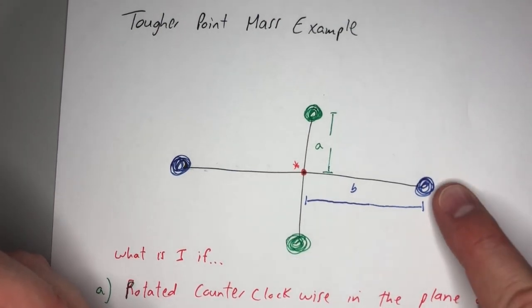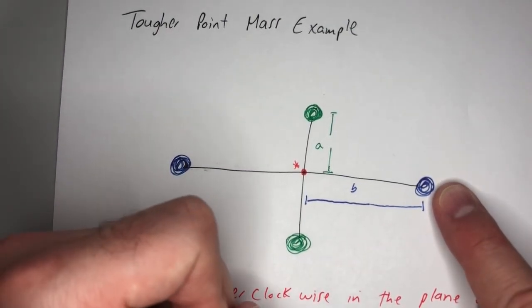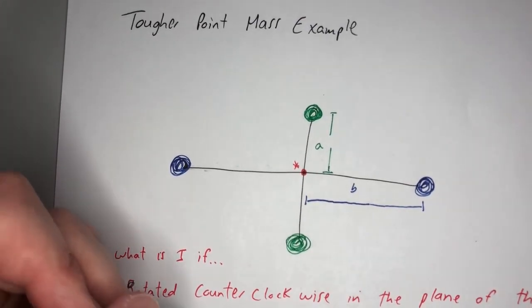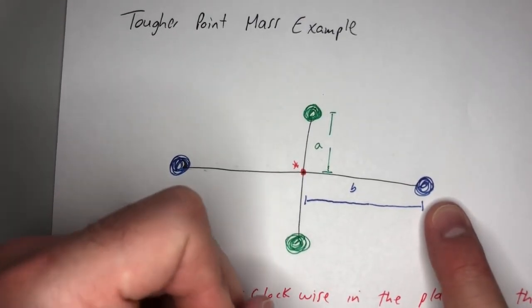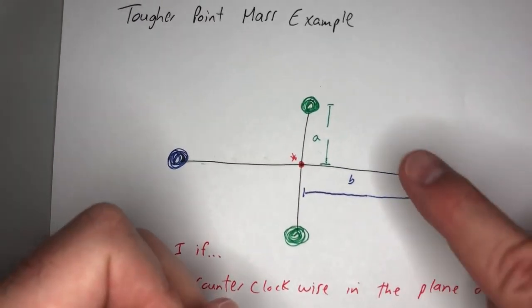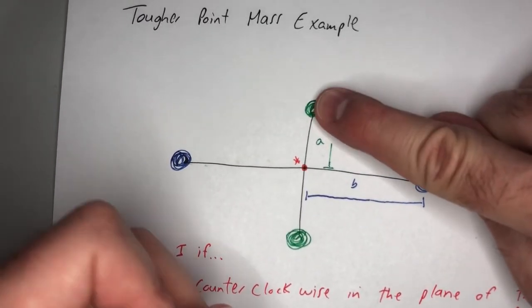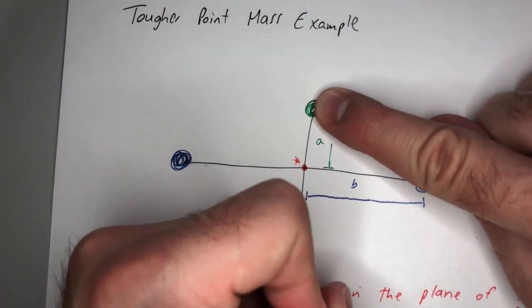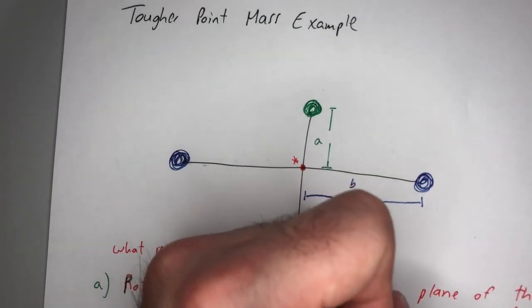Then we have the mass of this blue one right here, plus the mass of the blue one. Let's say they're equal masses. Mass of the blue one times b squared, because that's how far it is from the point of rotation. And then part of the system as well is this mass right here, m times a squared, plus the mass of this one times b squared.